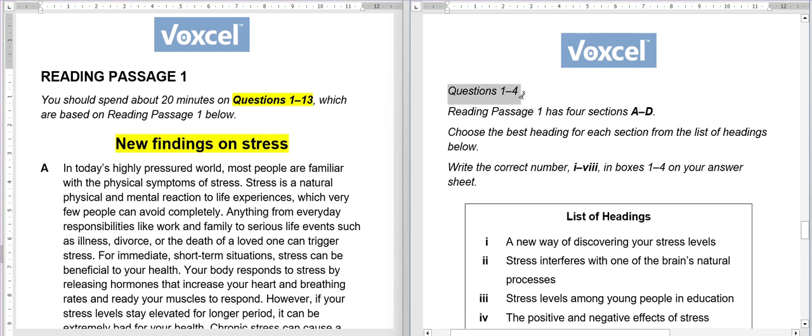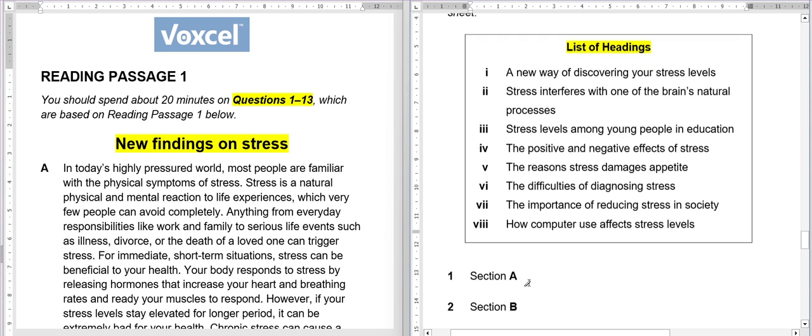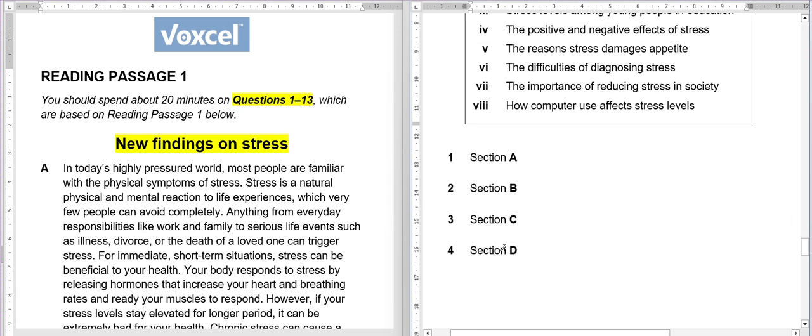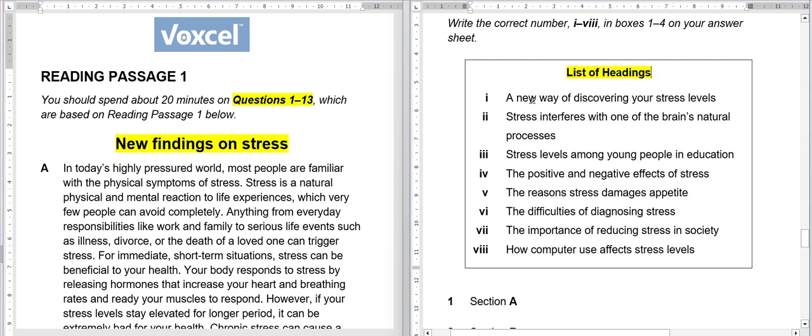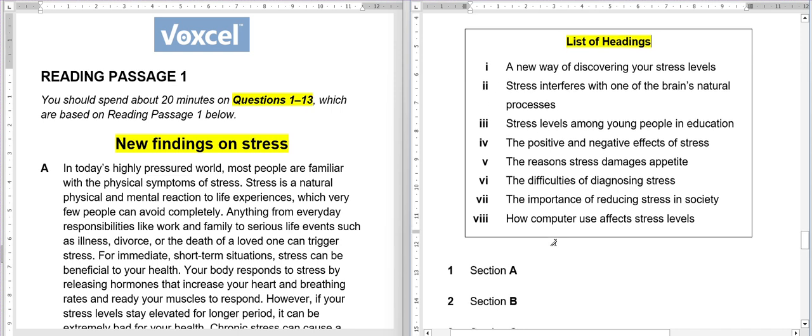For 1 to 4, we have list of headings. Okay, so we are given 8 headings, and we have 4 paragraphs, so basically it means 4 options are given extra, so we have to pick the 4 correct options out of these 8.